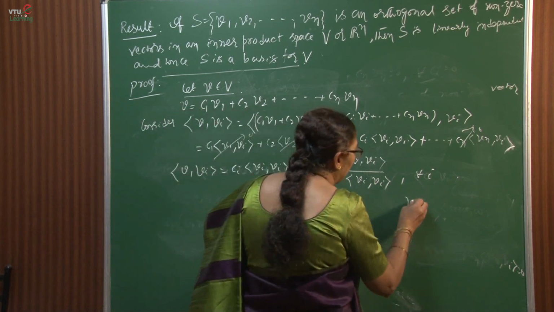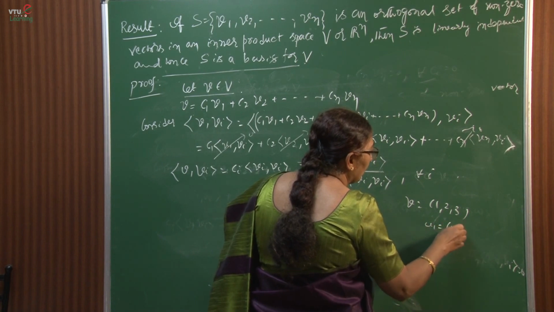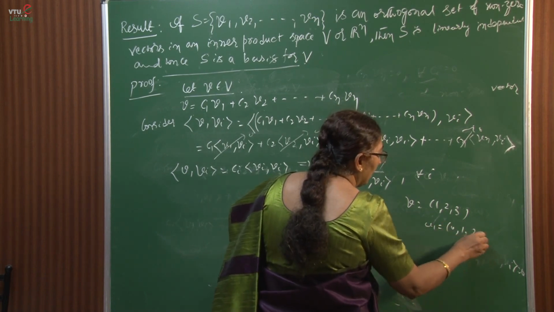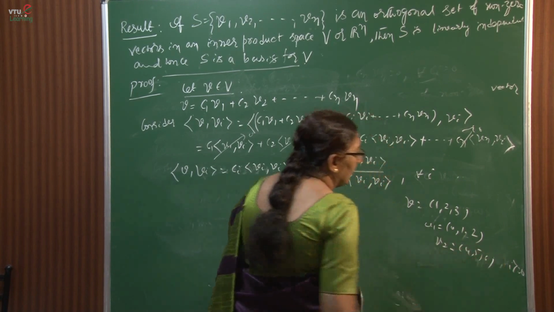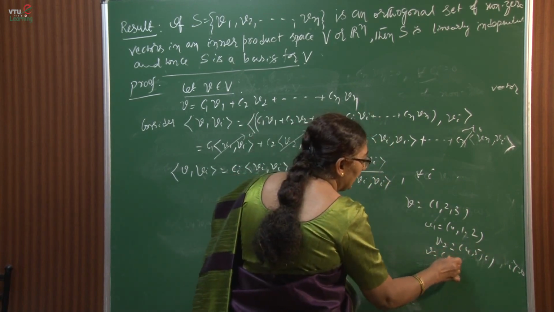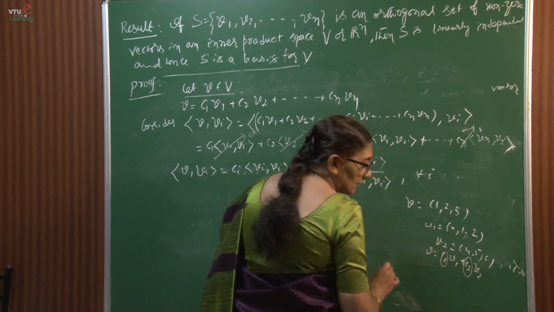Suppose you have a vector v equal to 1, 2, 3. Take two vectors, say v1 is 0, 1, 2, simply I am writing, and v2 is 4, 5, 6. Then v can be written as c1 v1 plus c2 v2. Now I have to find for what values of c1 and c2.